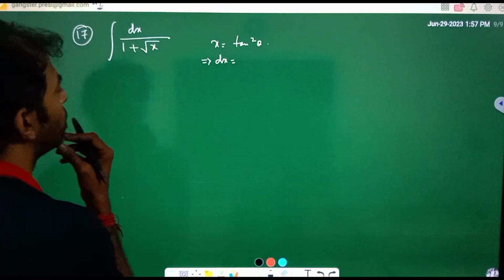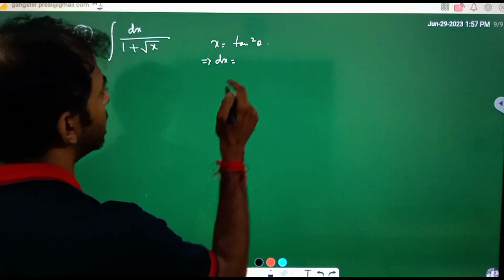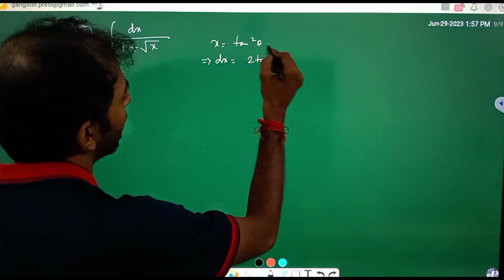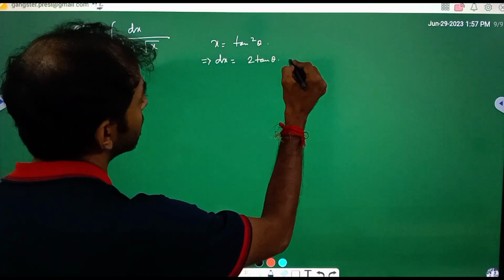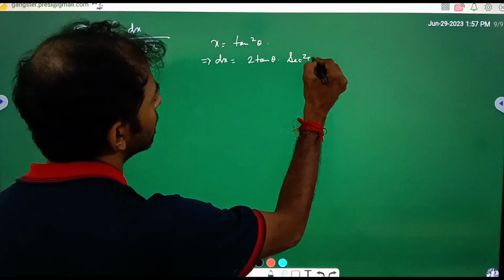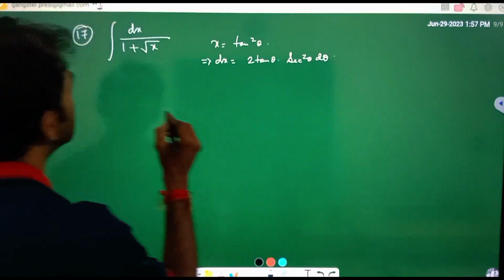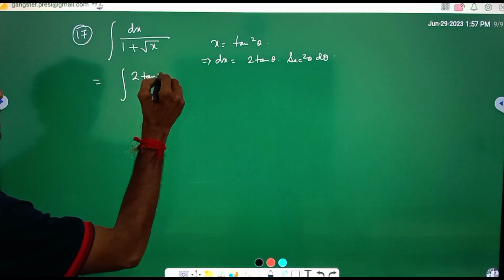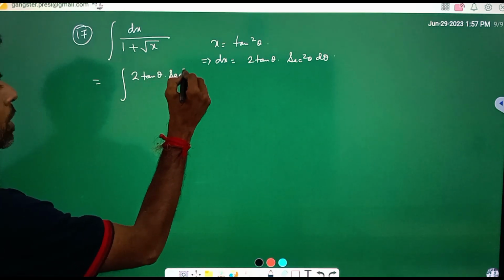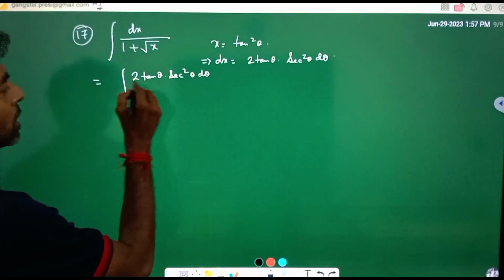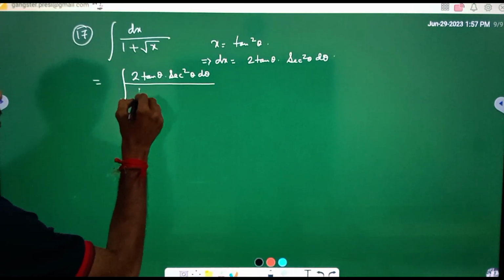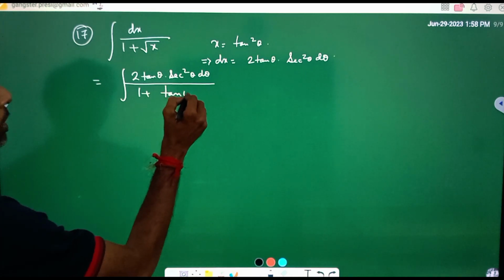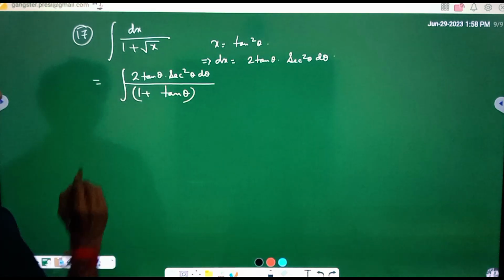So what will be the result here? dx equals 2 tan theta into the differentiation of tan theta, which will be sec square theta d theta. So dx is 2 tan theta into sec square theta d theta, and the denominator part will be 1 plus root over x, that is tan theta.